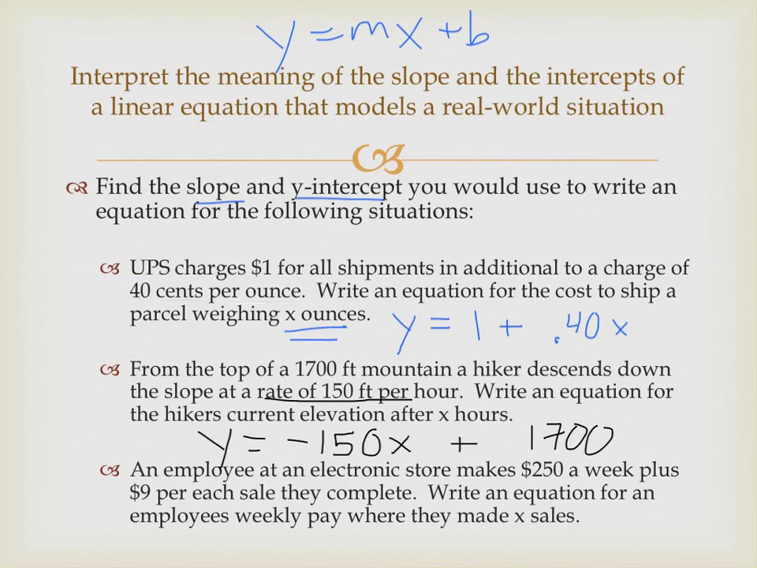And then you can think about this. Does it make sense? Well, if he's been climbing down for 10 hours, he's gone down 1,500 feet, which means he'd have 200 feet left. That works out in the equation. So you can have positive slopes or negative slopes. Again, notice in both of these situations, the slope was attached to x via multiplication. Make 250 a week, that's your y-intercept. You start out with 250 plus $9 per sale, where x is the number of sales. y would be the total amount of money you are paid.